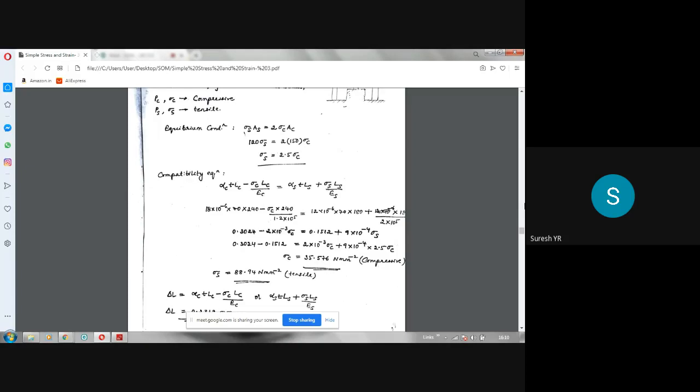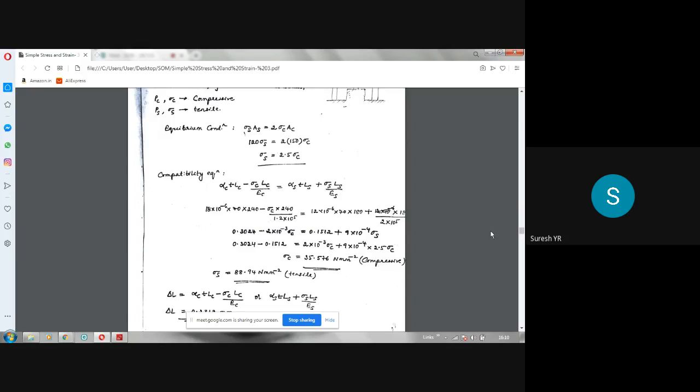So the tensile and compressive we have to decide based on the value of alpha. So copper will elongate more, so it is subjected to compressive stress, because of the opposite effect, to bring back to the common change in deformation. So compressive stress will develop, whereas steel won't elongate much, therefore it should be subject to tensile stress. So sigma S tensile, sigma C compressive.